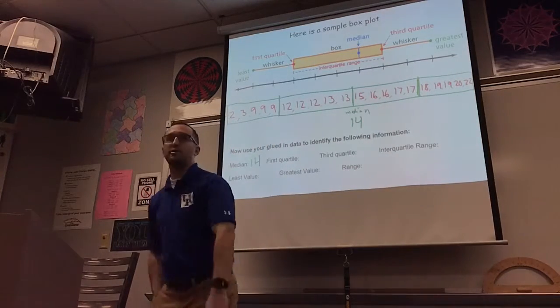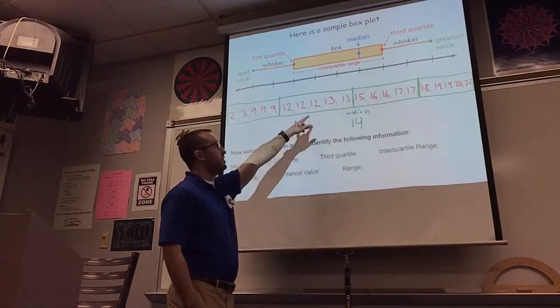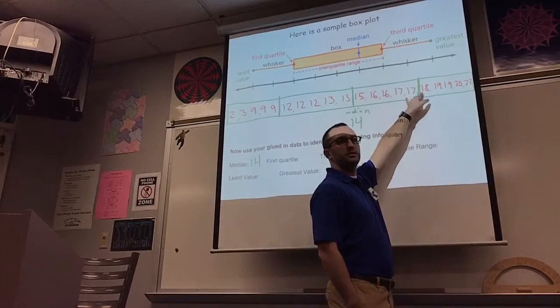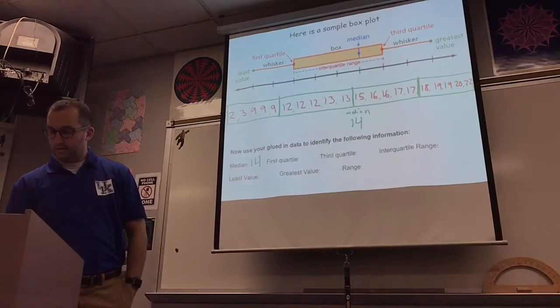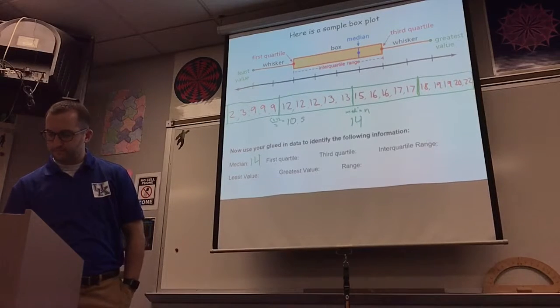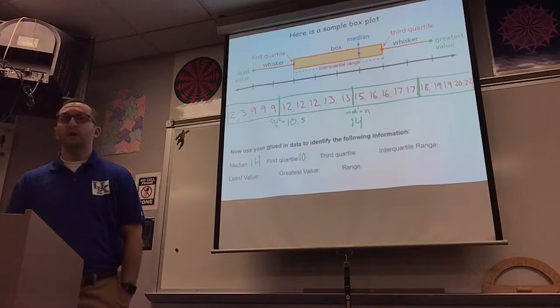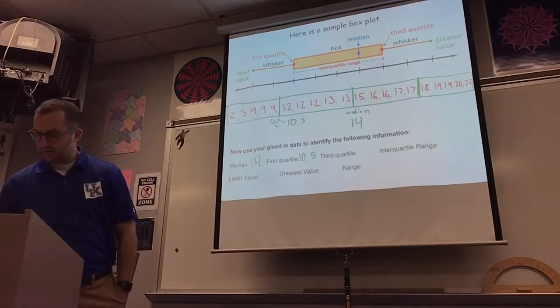So the first quartile divides the first half. The third quartile divides the upper half. So what was the first quartile? Yeah, 9 plus 12 over 2 equals 10.5, right? What was the third quartile? 17.5.